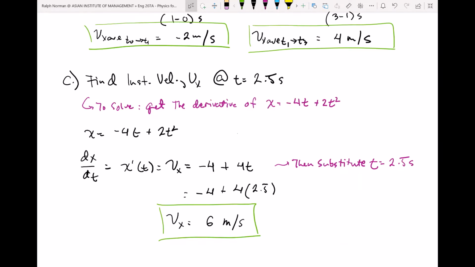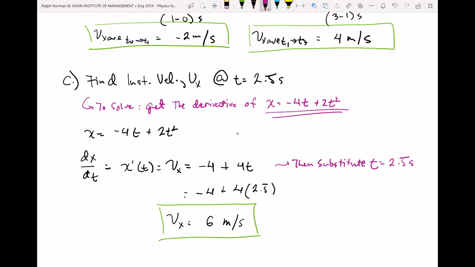The last part of the problem is asking what the instantaneous velocity is. Often you would hear, what's the velocity at a particular time t, or in this case, 2.5 seconds. To solve this, like we derived before in the lecture, to get the instantaneous velocity, you must get the derivative. It is simply the derivative of change in position with respect to time. In this case, you just differentiate this equation.